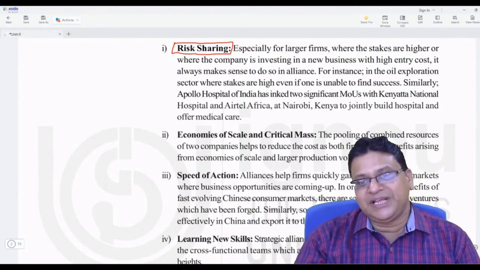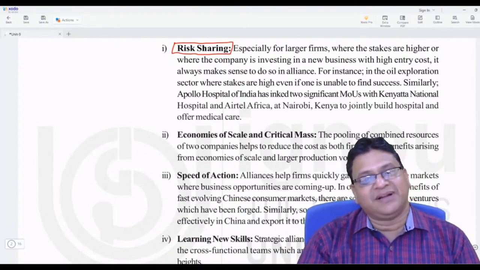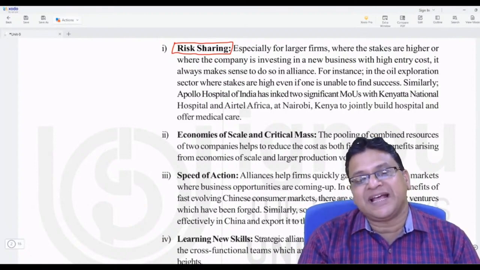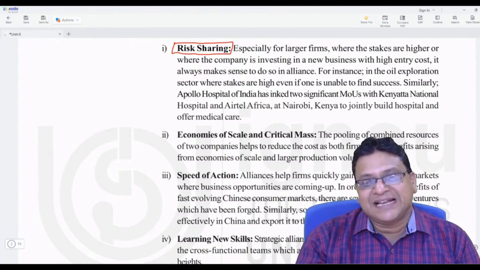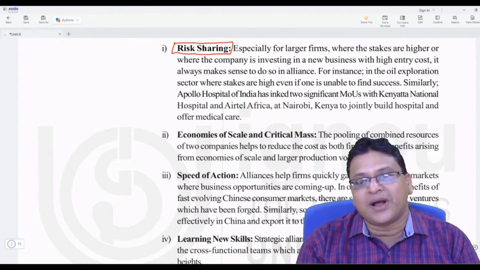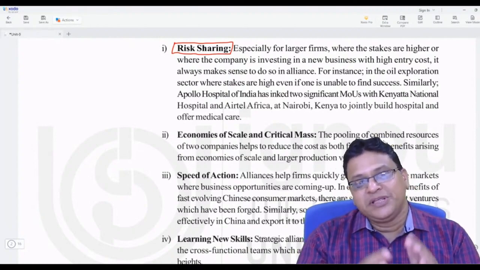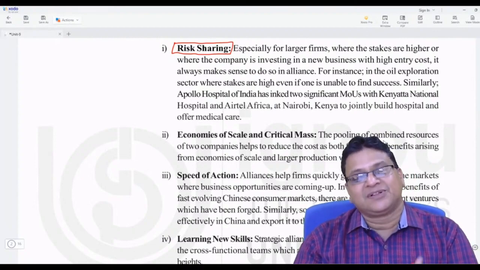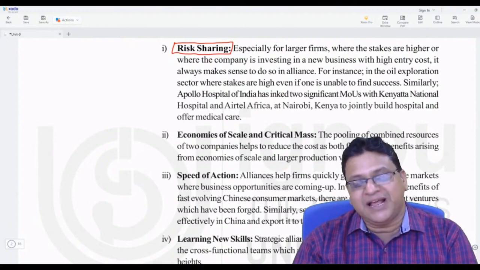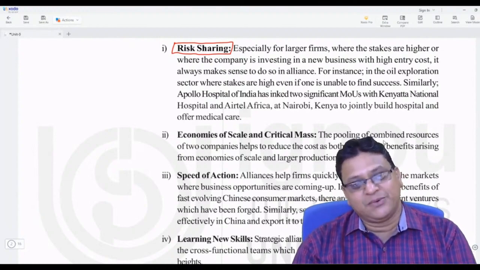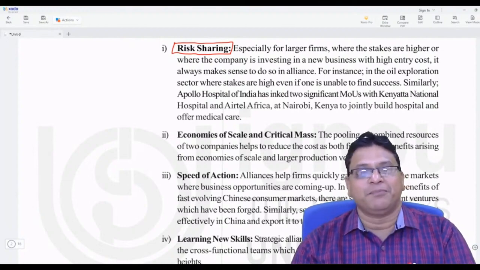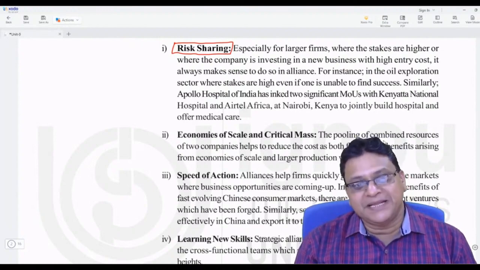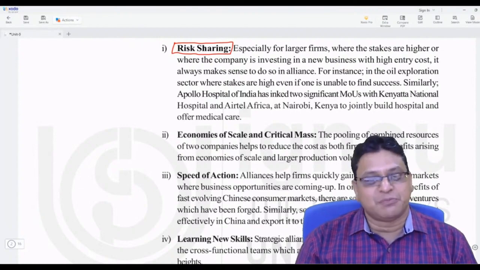You are new to the host country environment. One of the most important ways of sharing the risk is to create an alliance with a local partner. If you create an alliance with a local partner, the country risk and the political risk are shared between the global partner and the local partner. So for the purpose of risk sharing, many companies go for alliance mode.